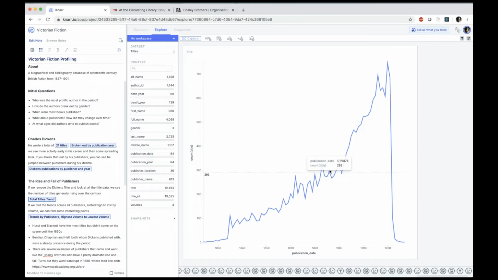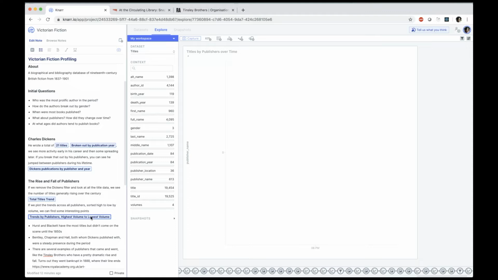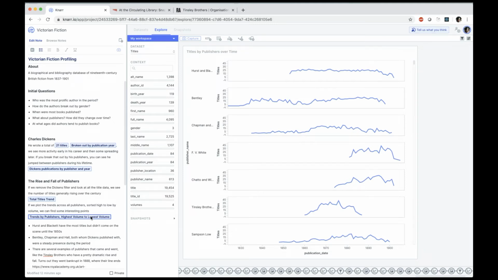Now, if we take that trend and break it out by publishers and rank those by sort of highest volume to lowest volume, we're going to get a more interesting visualization. So here I've got a line chart with number of titles published by year, and each one of these rows is a different publisher, sorted from top to bottom. So we can see Hurst and Blackett's at the top.